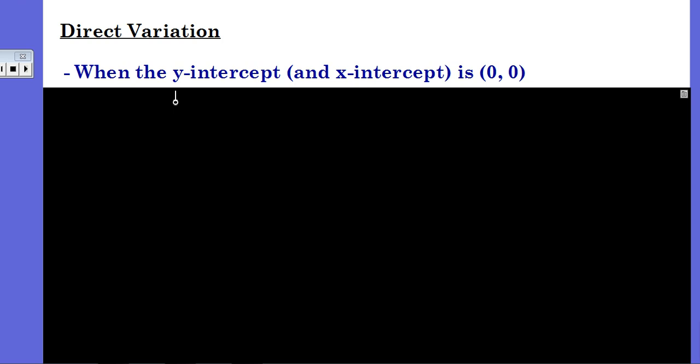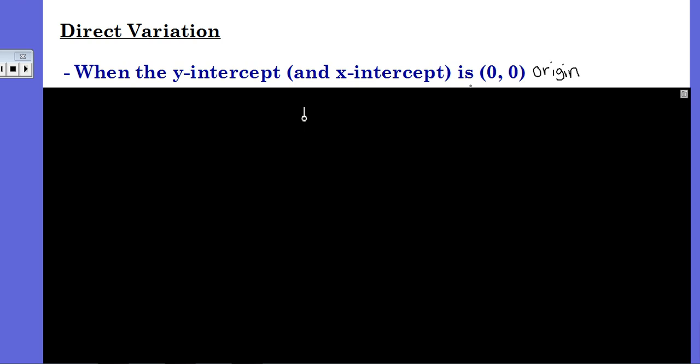So remember, having an x and y intercept that are both 0 means that they go through the point (0, 0). Just keep in mind that (0, 0) is also called the origin, because that will be important to know when we're talking about graphs and explaining why it is or is not direct variation. Okay, so again, both the y-intercept and x-intercept are 0.